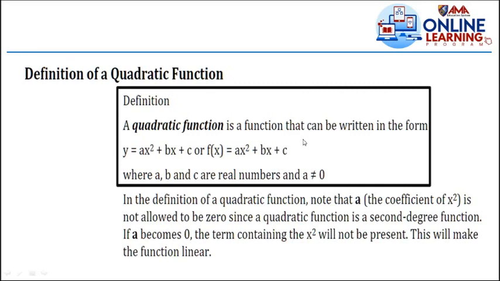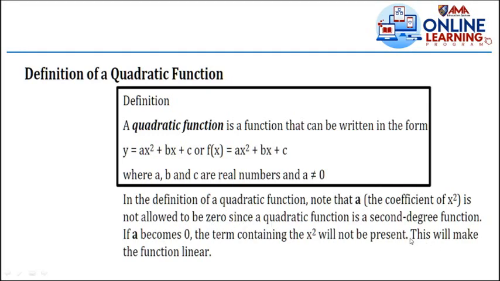A quadratic function is a function that can be written in the form y is equal to ax squared plus bx plus c, or f of x is equal to ax squared plus bx plus c, where a, b, and c are real numbers and a should not be equal to 0. In the definition of a quadratic function, note that a, the coefficient of x squared, is not allowed to be 0.